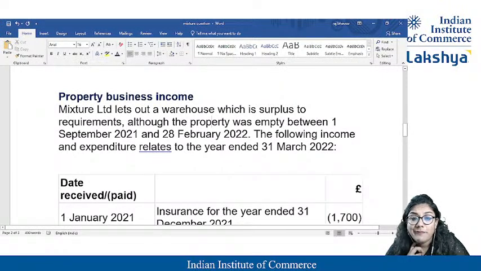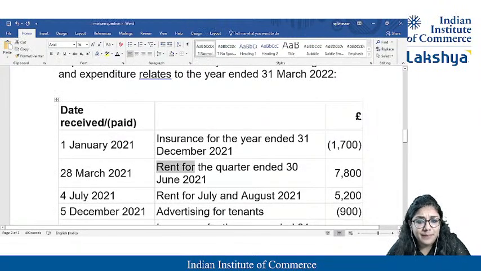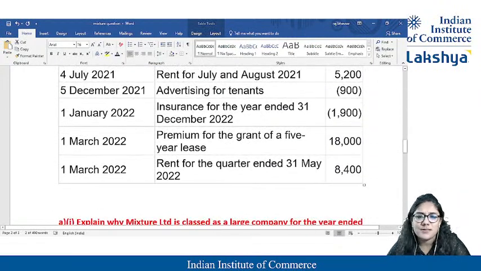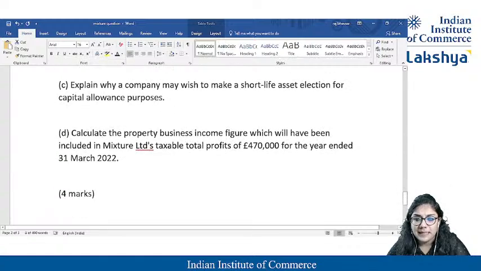Property. So they would have money, so they would have invested somewhere and they would have got the property income on that. Maybe they would have got some rent, maybe they would have got some leases, etc. Yeah, they could have got some leases, etc.